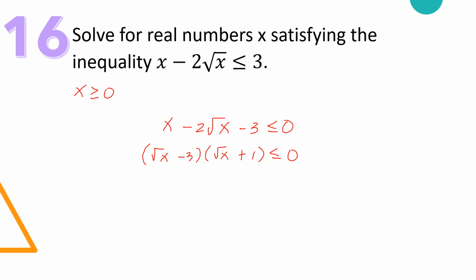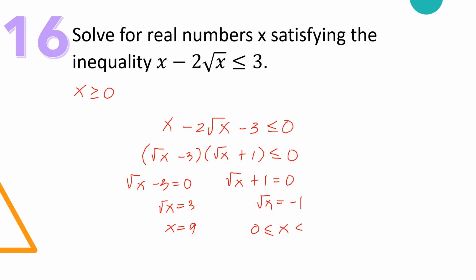Equating factors to 0, we have square root of x minus 3 equals 0. Then we have square root of x equals 3. Then x is equal to 9. While on the other factor, we don't have a solution, since square root of x plus 1 equals 0 will yield square root of x equal to negative 1. There is no real number x whose square root is negative 1. Therefore, the solution to the inequality are all values of x greater than or equal to 0 but less than or equal to 9.